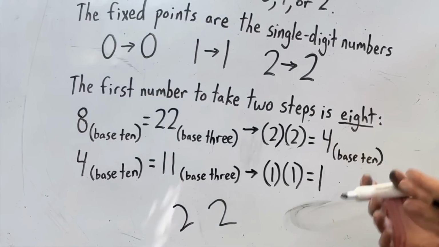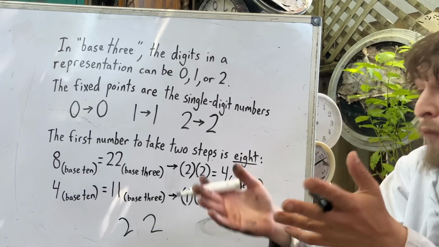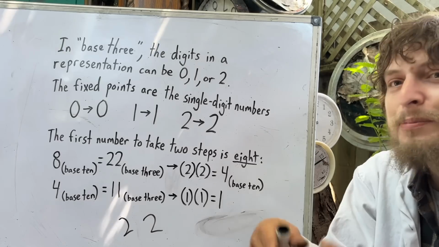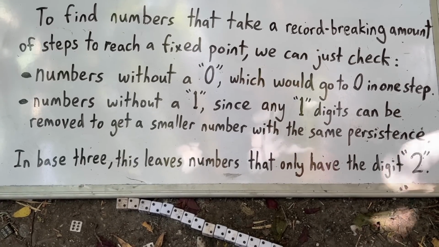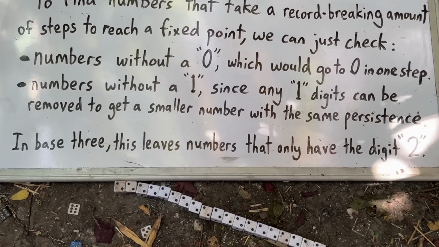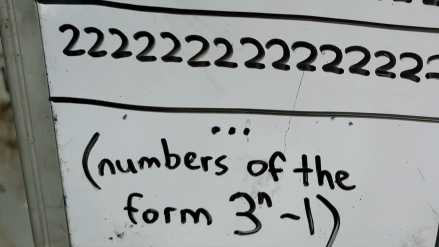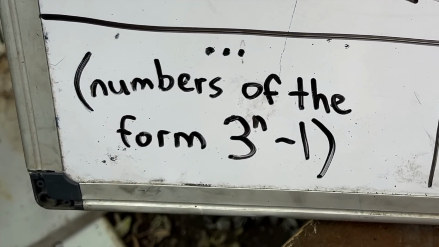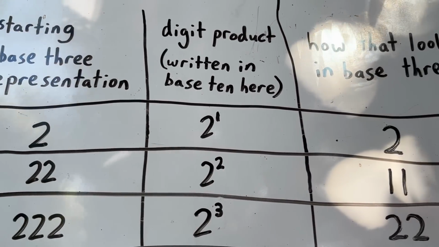So if we removed those ones, we'd get a number that was smaller but had the exact same multiplicative persistence. So if we're just looking for examples of whether a number can take 3 steps or 4 steps or more, we only need to look at the numbers whose base 3 representations don't have any zeros or any ones. In other words, are just some amount of 2's in a row. These contenders, which look like strings of 2 in base 3, are the numbers that are 1 less than a power of 3. And because their first digit product in this base will be a bunch of 2's multiplied together, that'll result in a power of 2.